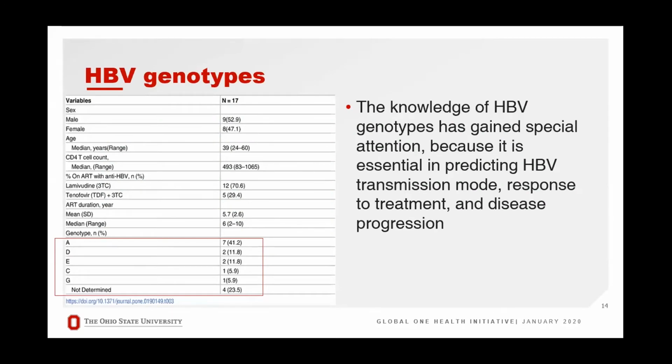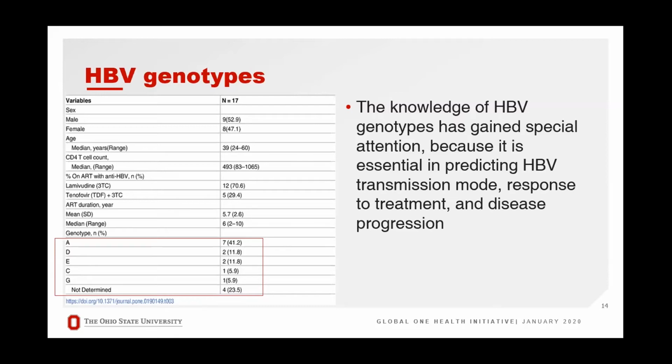When we see the Hepatitis B virus genotypes, the knowledge of Hepatitis B virus genotype has gained special attention because it is essential in predicting Hepatitis B virus transmission mode, response to treatment, and disease progression. For example, genotypes B and C are known to be transmitted vertically more than other genotypes. In terms of treatment response for interferon-based treatments, one genotype is believed to be a better responder than others. And severe hepatitis, hepatocellular carcinoma and cirrhosis are mostly related to genotypes A and D rather than B and C. So it tells a lot about disease progression and treatment, as well as Hepatitis B virus transmission mode.